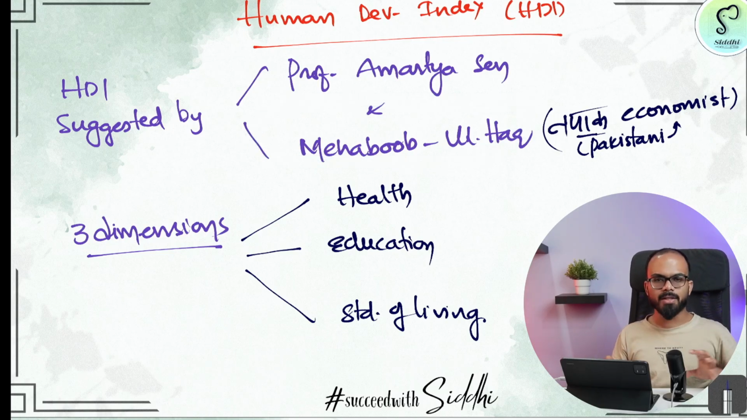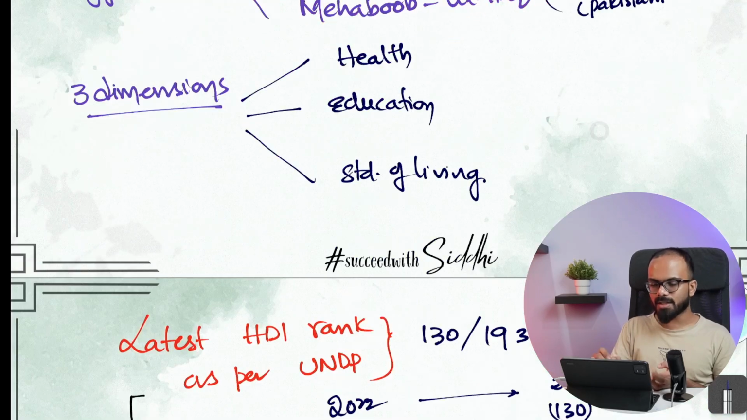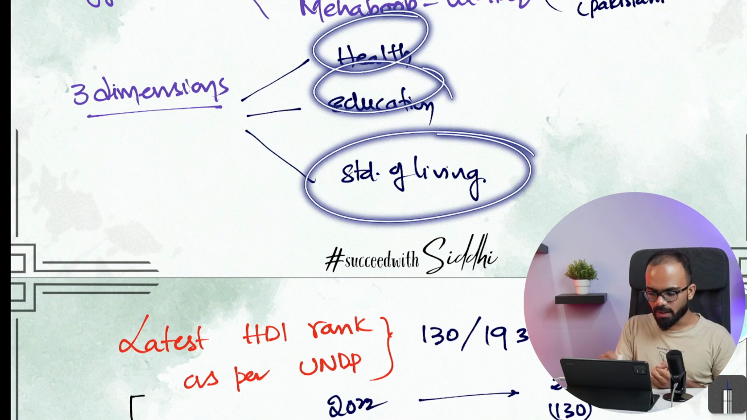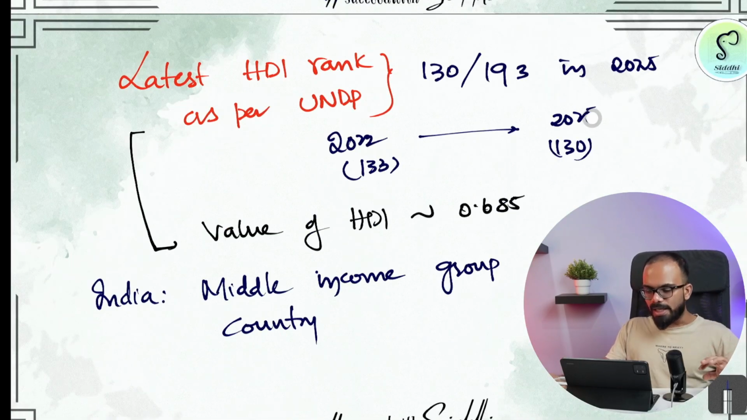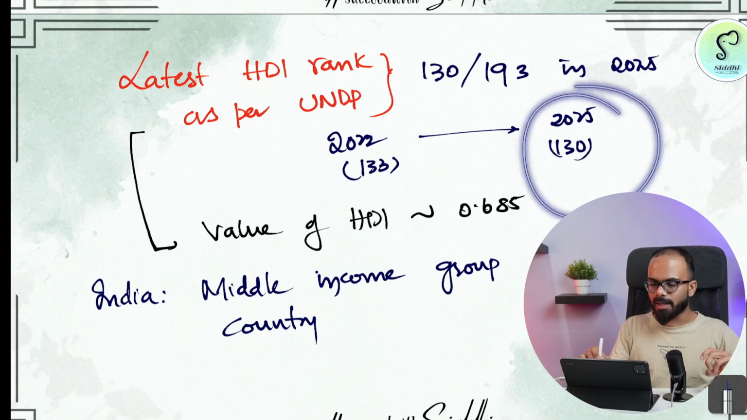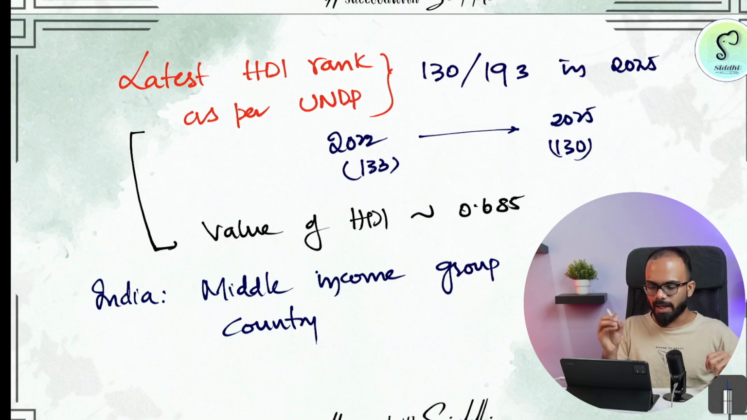There are three dimensions which are measured in the Human Development Index: health, education, and standard of living. These three are measured and all the countries are ranked. Usually, they will ask you in examinations which of the following is India's rank in HDI. India's rank has slightly improved. In 2022, our rank was 133, and today our rank is 130 out of 193.